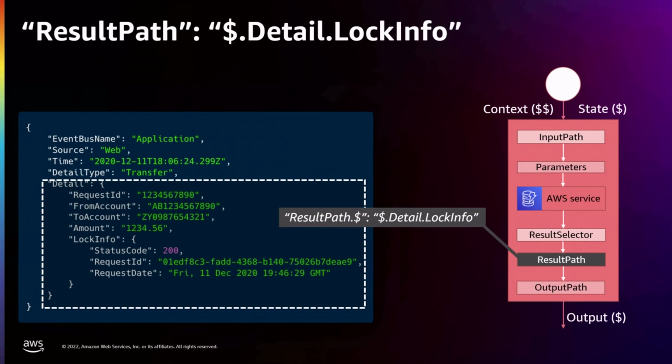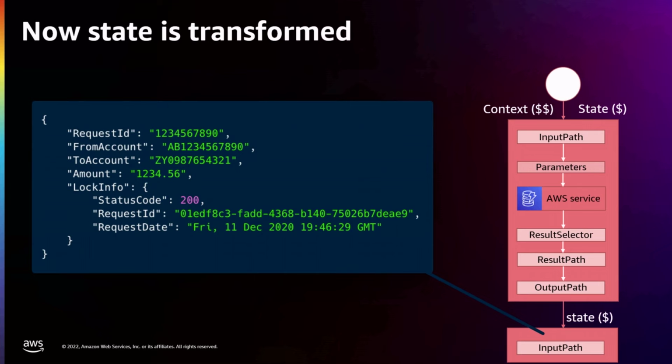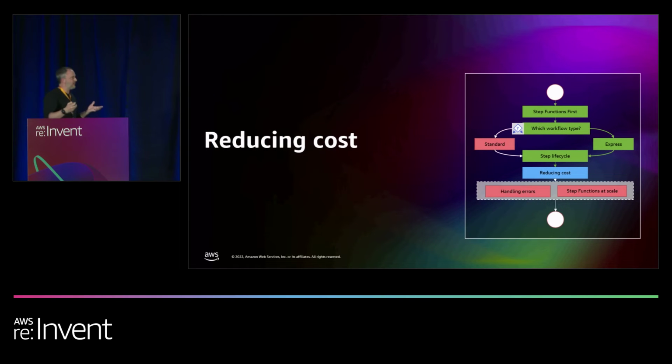This then gets passed on to the result path, and in the result path, I tell it where I want to put these new 3 values. I'd say I want to put it inside something called detail.lockinfo, and you can see there it's inside detail.lockinfo. And then finally, on the output path, I can say what I want in all of this to pass on to the next state. So I say I want to pass on everything inside the detail block. And that then becomes what gets passed on to the next state, and the cycle continues again. So why is that useful, right?